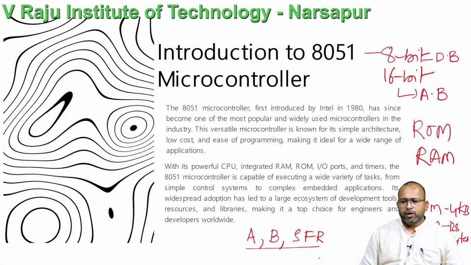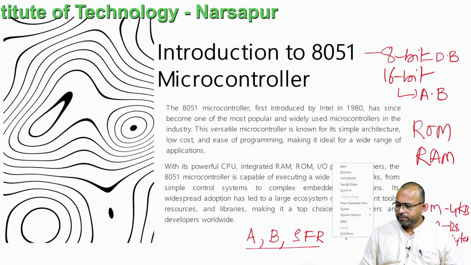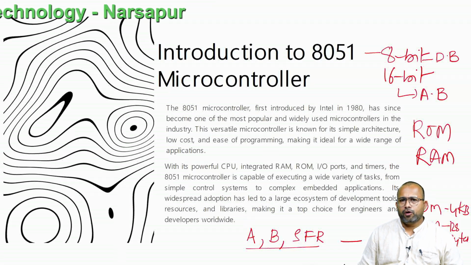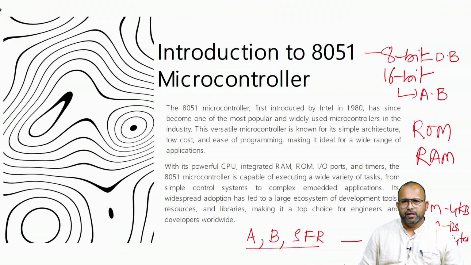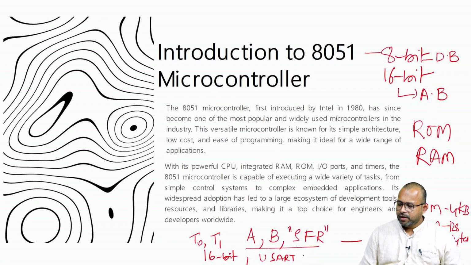In order to operate and control the different on-the-chip peripherals present on the 8051, the operations of these peripheral devices are controlled by the special function registers, as I told you. It has two timers, timer 0 and timer 1, each of size 16-bit, and it also has an on-the-chip USART circuit to enable serial communication with outside devices.